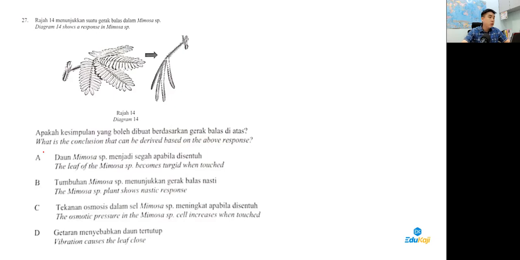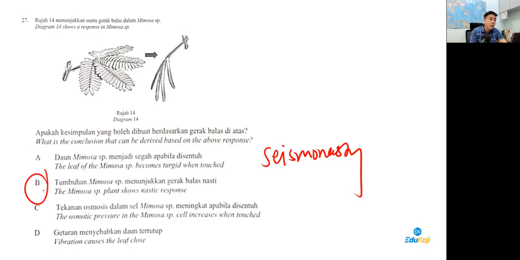Now, moving on, this is chapter 5, okay, because this is a nastic response. This is seismonasty, guys, seismonasty. Now, seismonasty, the mimosa plant, oh yeah, this one, boy, it doesn't become turgid. 含羞草, last time we called it 含羞草.